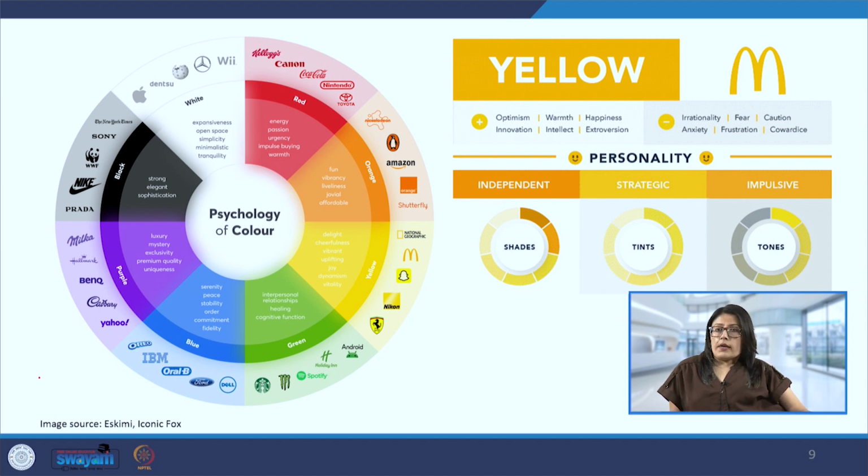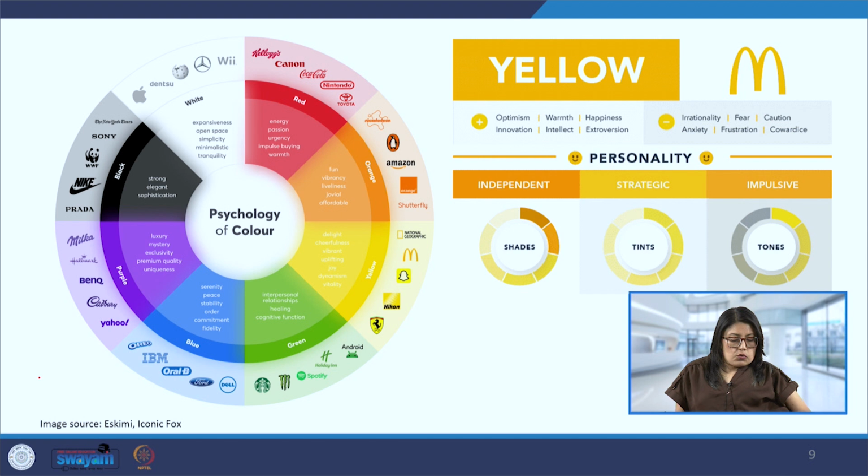So, keeping that in mind, brands like Kellogg's, Coca Cola, Toyota, Canon, etc., their logo or the way their company name is written, is in the color red. If we see the color yellow, which stands for delight, cheerfulness, and vibrancy, we can see that applications like Snapchat, websites like National Geographic, and also McDonald's have the color yellow in their logo.